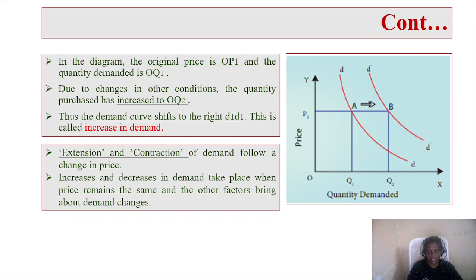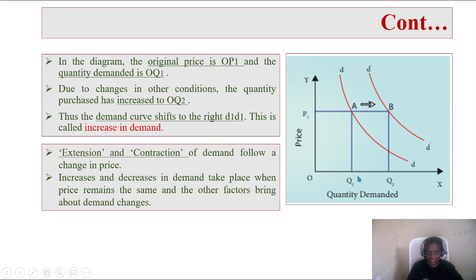This is the other situation, where we take the quantity demanded on the x-axis and the price on the y-axis. The original price level is from 0 to P1. If the price level of the commodity is from 0 to P1, the quantity demanded will be from 0 to Q1. This is the quantity demanded when the price is 0 P1, and A is the point where the demand curve occurs.